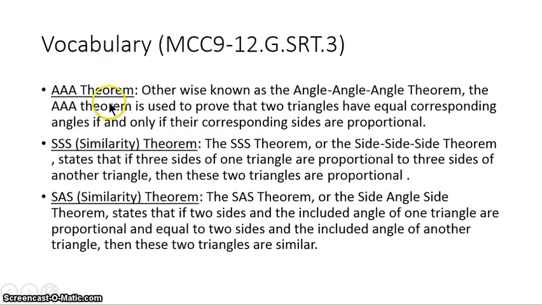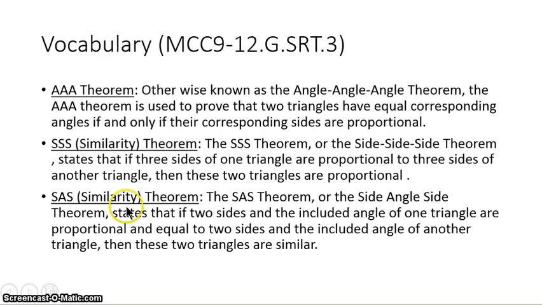Vocabulary. AAA theorem. Otherwise known as the angle-angle-angle theorem, the AAA theorem is used to prove that two triangles have equal corresponding angles if and only if their corresponding sides are proportional. SSS similarity theorem. The SSS theorem, or the side-side-side theorem, states that if three sides of one triangle are proportional to three sides of another triangle, then these two triangles are similar.